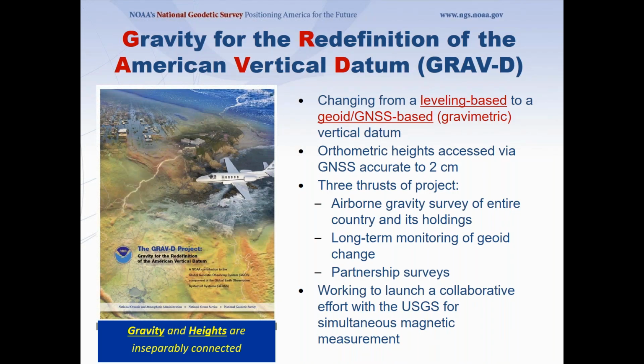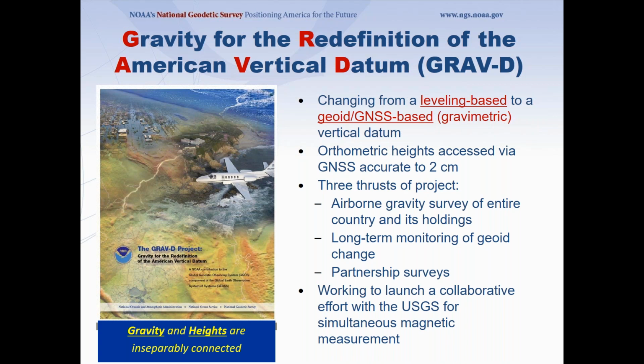Well, we've come up with this Gravity for the Redefinition of the American Vertical Datum, what we call GRAV-D, and we're going to change from a level-based system to a geoid GNSS-based gravimetric vertical datum. So we're going to be able to do this, and we want to be able to do this where the orthometric heights will be accurate to 2 centimeters. So there's 3 things we have to do for this project.